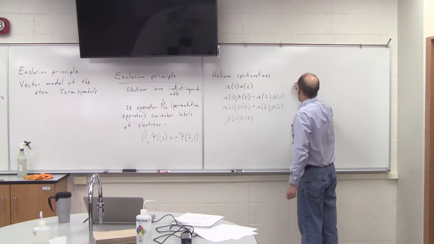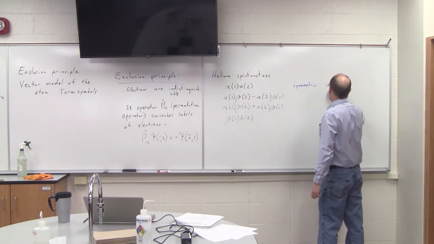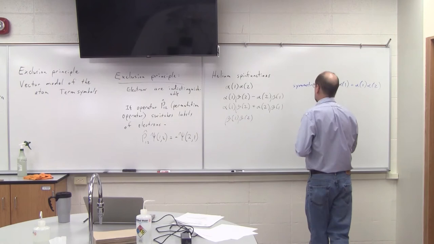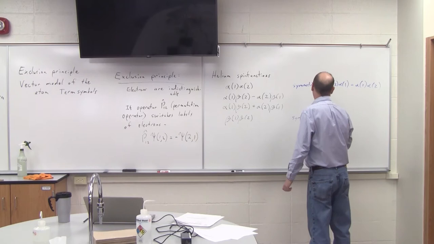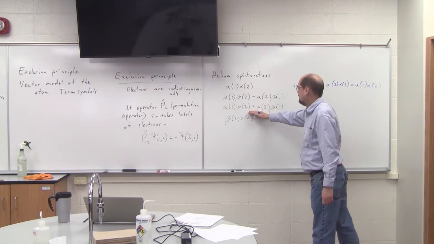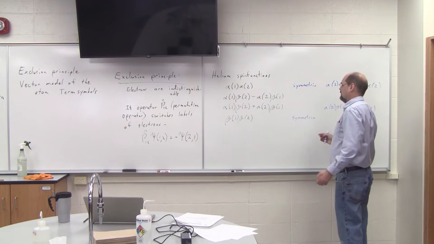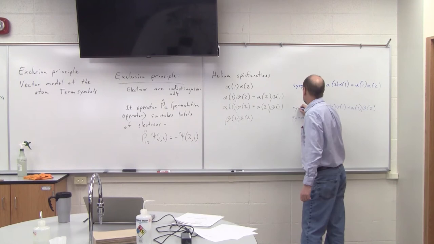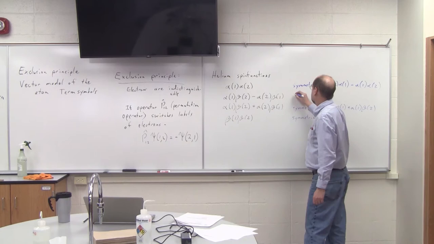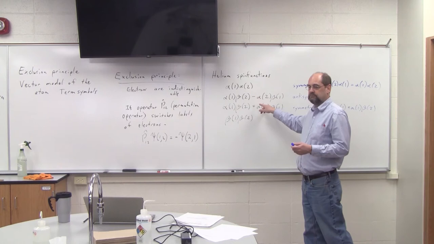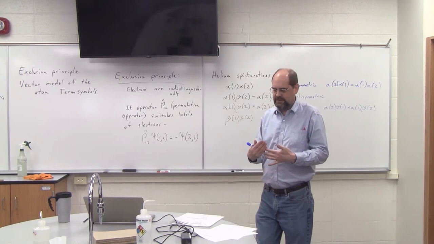Alpha alpha is symmetric. In other words, alpha 2 alpha 1 is equal to alpha 1 alpha 2. Beta 1 beta 2 is also symmetric. This one is also symmetric: if I switch, I get alpha 2 beta 1 plus alpha 1 beta 2. Alpha's up, beta's down. Finally, this term is anti-symmetric, because if I take the labels and interchange them, I get minus the wave function. So it's a little more difficult than that general chemistry picture.